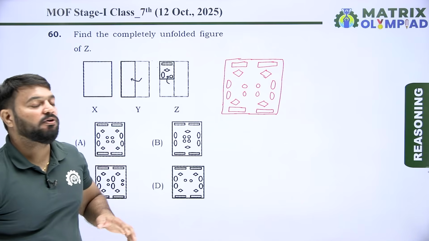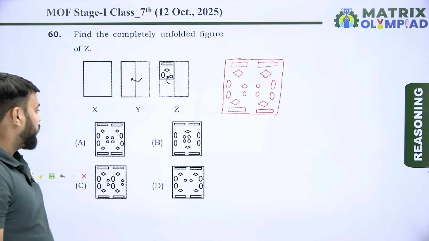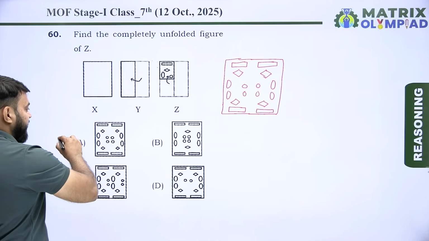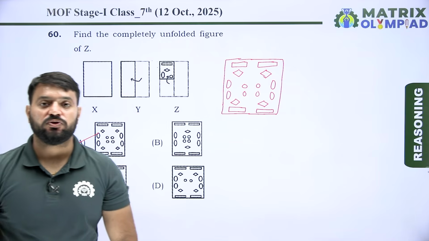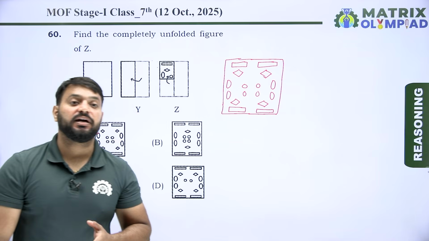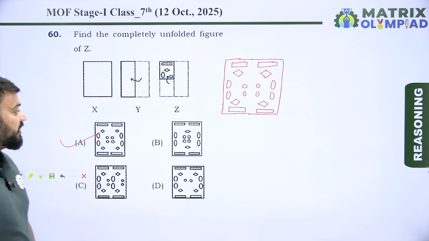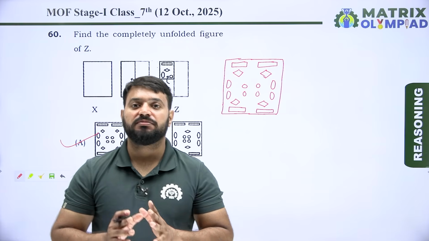This is the correct unfolded paper after cutting. So here option A is the correct answer of this question because option A shows the correct unfolded paper after cutting.